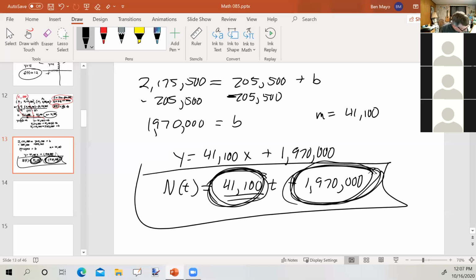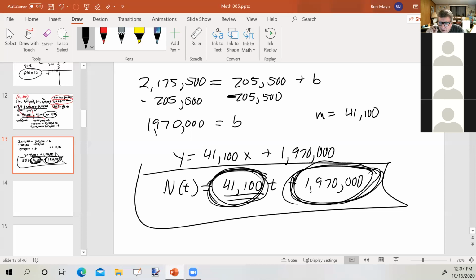Now, follow-up question. It says, use your answer in part A to predict the number of full-time registered nurses that will be needed in 2025. Wow, I'll bet that's changed because of this virus, but who knew back then? All right. Use your answer in part A to predict the number of full-time registered nurses that will be needed in 2025 if the trend continues.